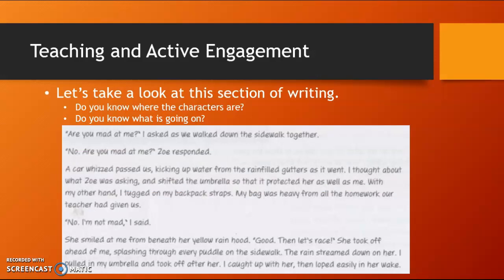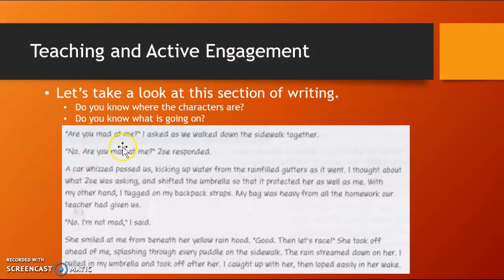Okay, so now it says, are you mad at me? I asked as we walked down the sidewalk together. Right there already, just by adding in this little bit, as we walked down the sidewalk together, I know more about what's going on. So they're not racing yet. They're walking down the sidewalk together. No, are you mad at me? Zoe responded. I know a little bit more about what's going on here.